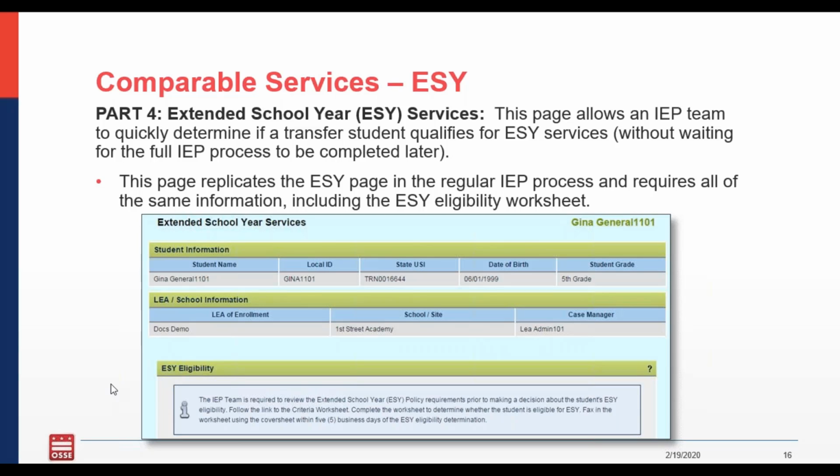Part 4 in the comparable services process is ESY. And this is where you're actually going to use the information that you have received, or what the team is determining without waiting for the full IEP process, if the student was qualified for ESY services. And we need to document that information as part of the comparable services process. So this page, again, replicates the ESY page that's in the regular IEP process, and you're using that same information, including the ESY eligibility worksheet, to complete this section.